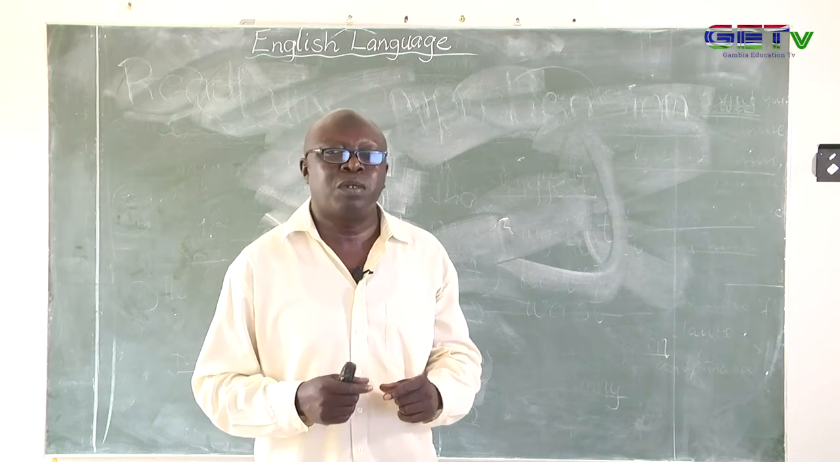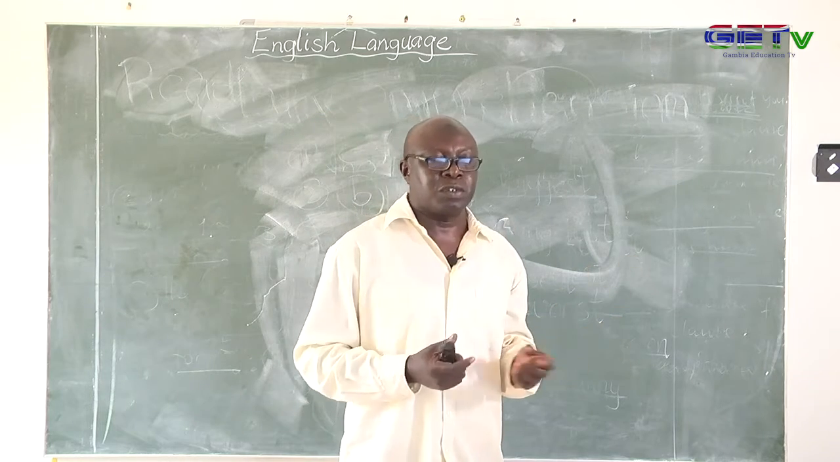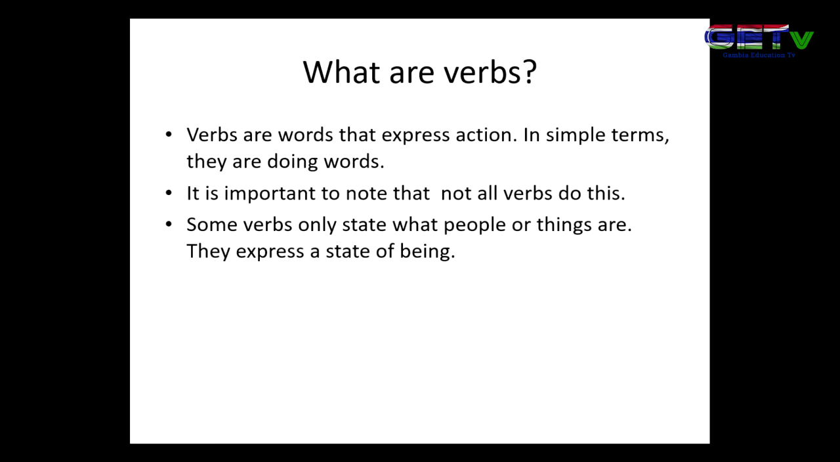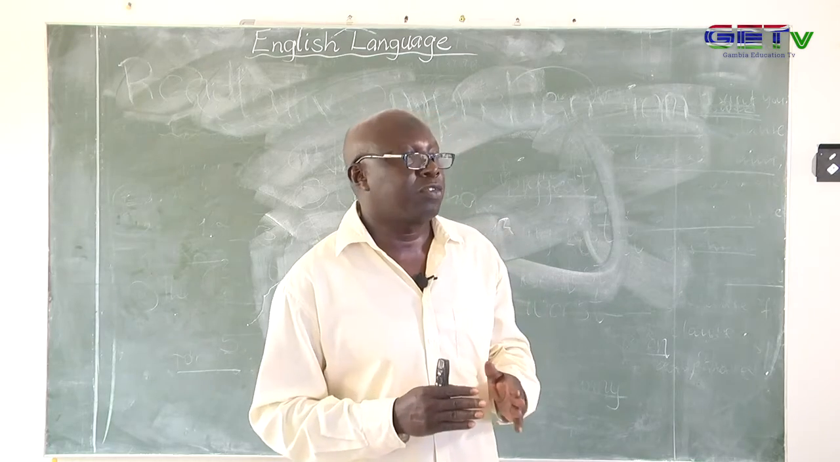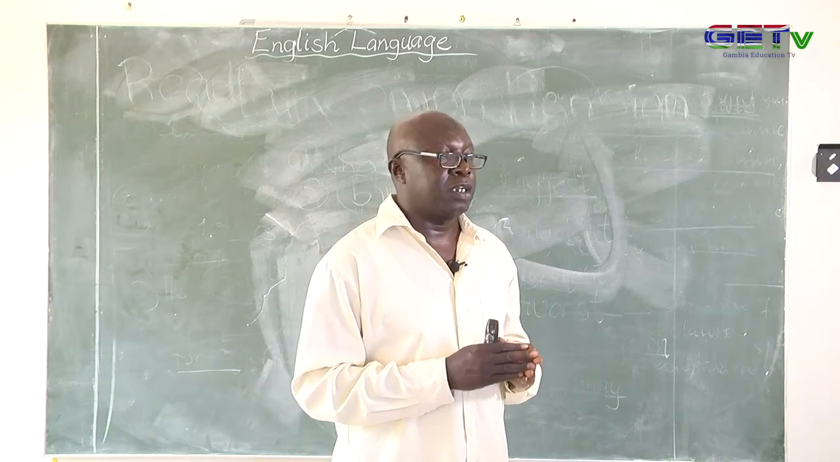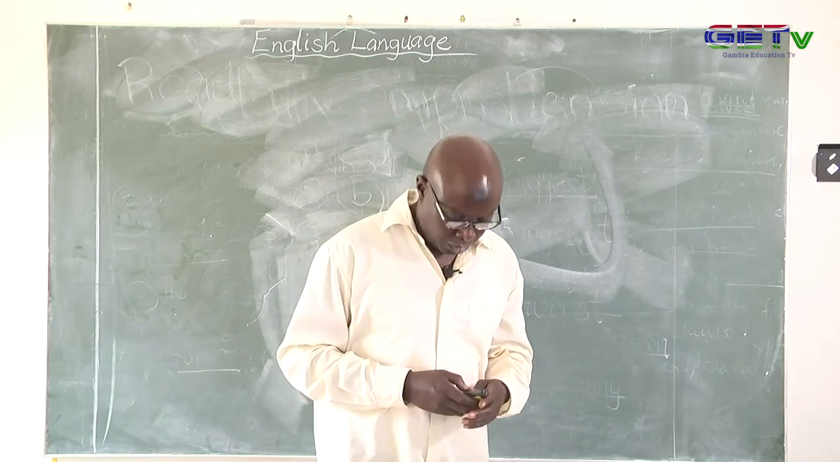There are some verbs that only tell you what somebody is or what something is. In other words, these verbs state a state of being. They only tell you a situation. They tell you what something is, whether the book is red or black, or whether somebody is tall, or whether someone is good. These are verbs that express a state of being. They only express a situation.